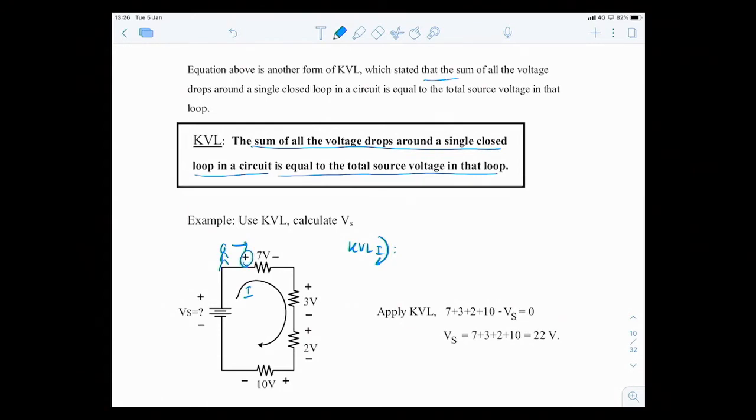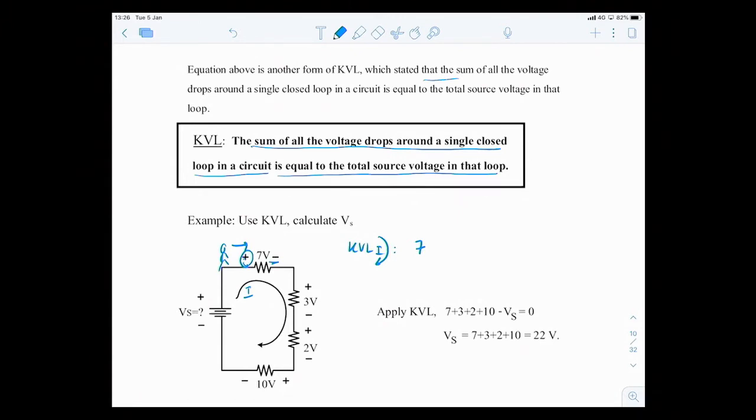See the positive sign first, 7, positive 7. So it's important for me, and also for those who are new students with new knowledge here. It's always a best practice to write down the polarity, positive and negative, of your voltage drop, so you won't get confused or make a mistake.